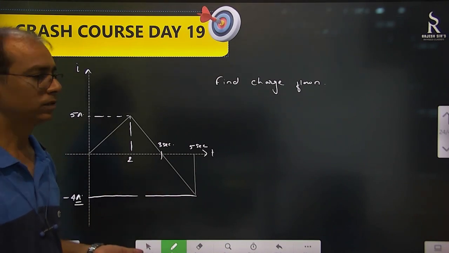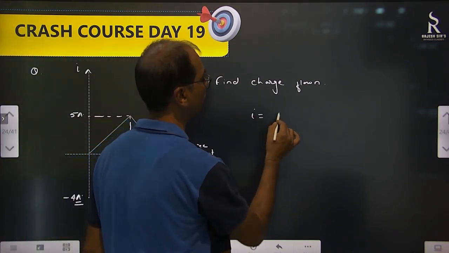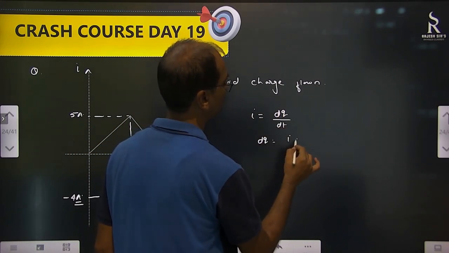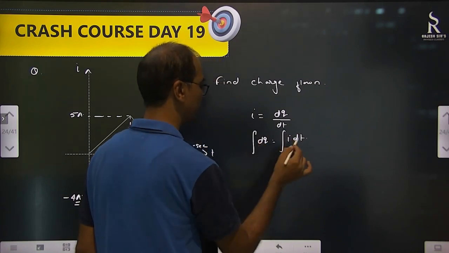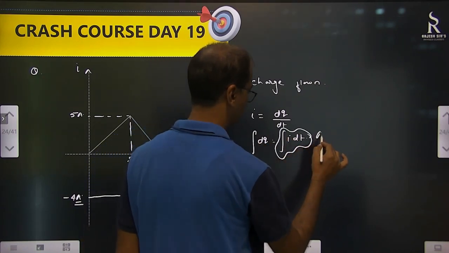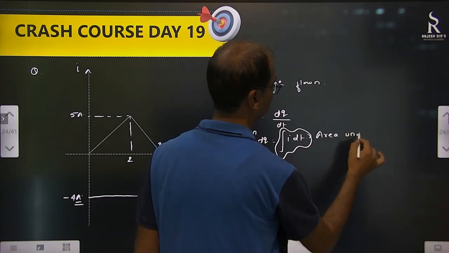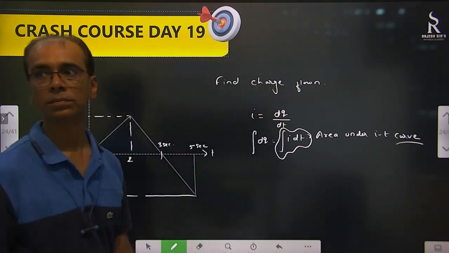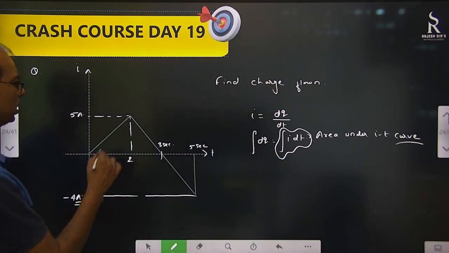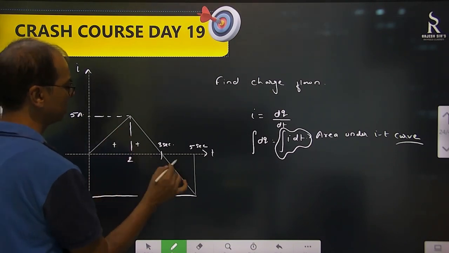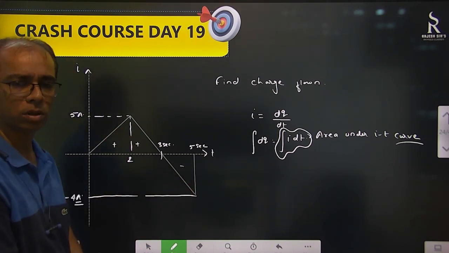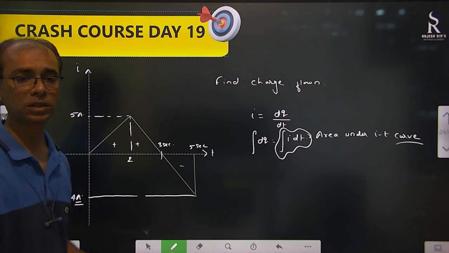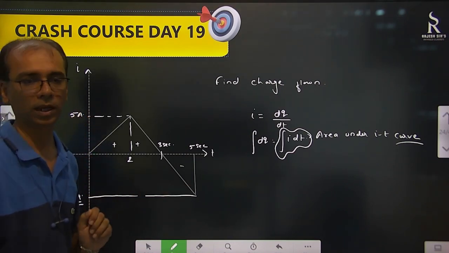How to get charge from here? Now, I know that I is actually dq by dt. So dq equal to I dt. So whenever integration is there, that means we are talking about the area under the IT curve. Let's find this area, this is positive area, this is negative area. Charge is a scalar quantity, so shall we add or subtract? The answer is we'll subtract, because here current is negative. Current is negative means it's flowing in the opposite direction.